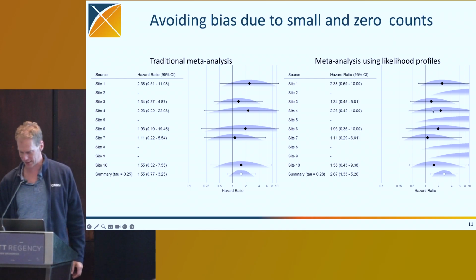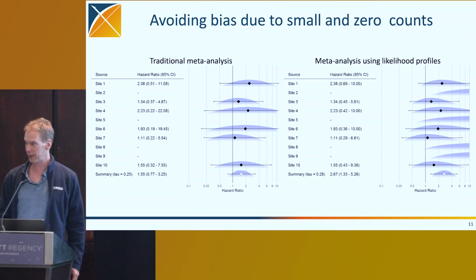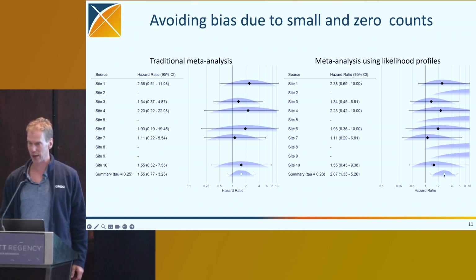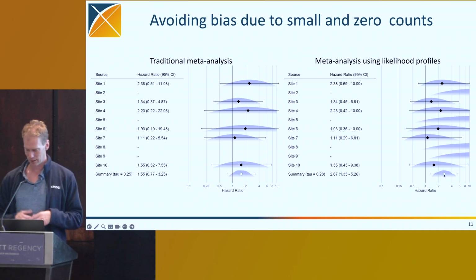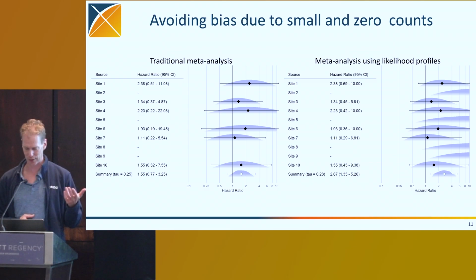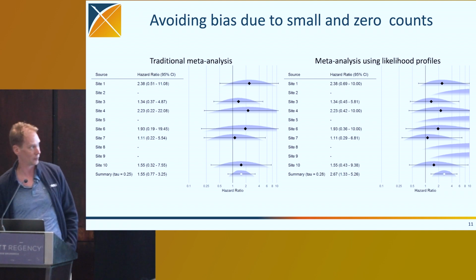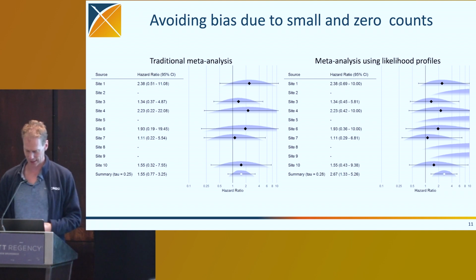And on the right-hand side, this is the likelihood profile approach that we use in Odyssey, where we recognize that the likelihood might be skewed, so not normal, and we also recognize that even if there's a 0 count, we are still learning something from a site. And if you combine the information that way, so the exact same data, but now not requiring the normality assumption that's on the left-hand side, you actually get a very different answer, the right answer, which is very different from the one that you would get from the traditional meta-analysis.